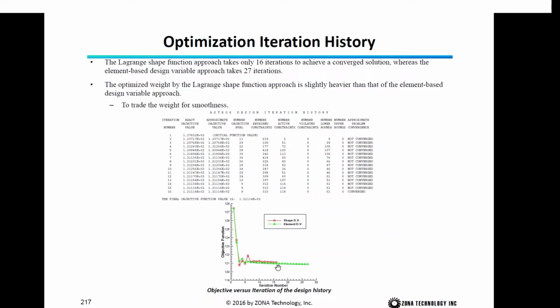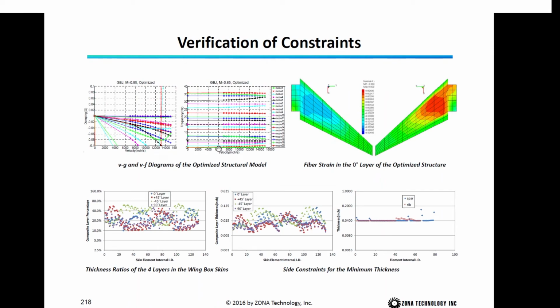And if you compare the weight between the shape function and element-based approach, the weight of the shape function approach is slightly heavier than the element-based. This is because we have to increase the weight to achieve good smoothness of the thickness distribution. And again, we look at the flutter constraint. We have one flutter mode here, which crosses the zero damping line at 13,000 inch per second, which satisfies the flutter constraint. This is the fiber strain in the zero layer of the optimized structure. So it satisfies the 0.04 strain constraint, and we have a composite layer percentage.